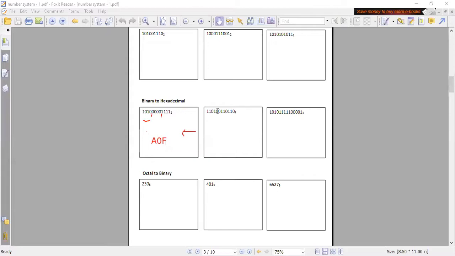We'll take the other one also. Here you have to separate each 4 digits.